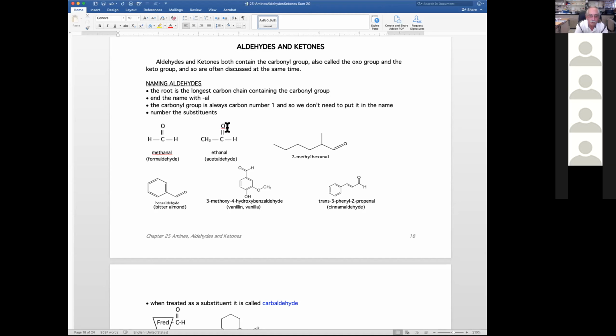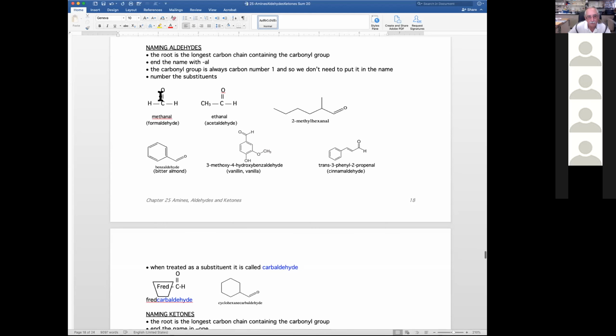So the root is the longest carbon chain containing the carbonyl group. You make it end in -al for aldehyde. Then the carbonyl group is always going to be carbon number 1, so we don't have to put it in the name. Then you just number the substituents.